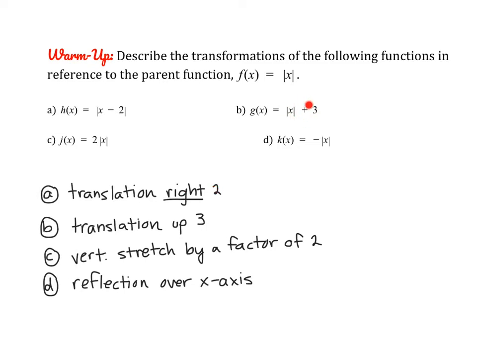Now here, you can see that we added 3 to the entire function, so it's not grouped with x, so it's up or down, and this just moves your graph up 3. Anytime we multiply by a positive, it's a stretch or shrink, so this is a vertical stretch by a factor of 2. And anytime we multiply by -1, it's a reflection. If you multiply the entire function, it reflects over the x-axis, so it's a vertical reflection over the x-axis.